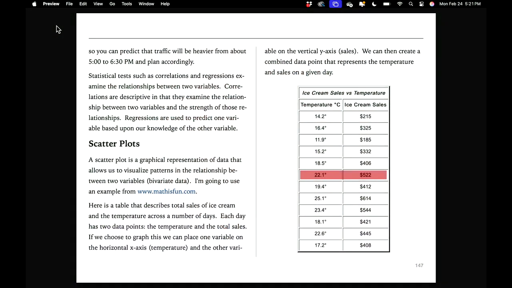Now, a scatter plot is simply, we have two variables, and they're numerical. So we have the values of one on one side and the values of another on another side. So from the book, I'm looking at temperatures in degrees Celsius on this table and ice cream sales. They're corresponding. There's the day it was 14.2 degrees Celsius, we made $215 of ice cream sales. So what we want to know is in what way are these numbers related? In what way is temperature related to ice cream sales?